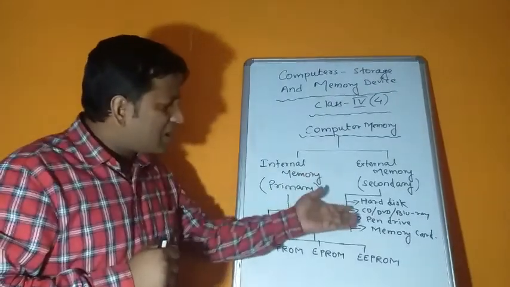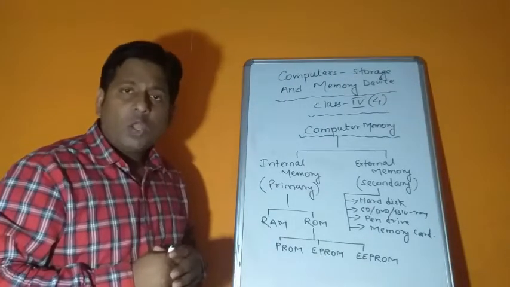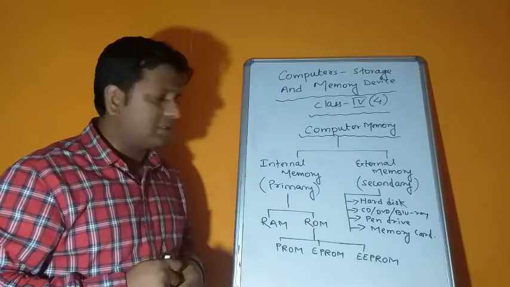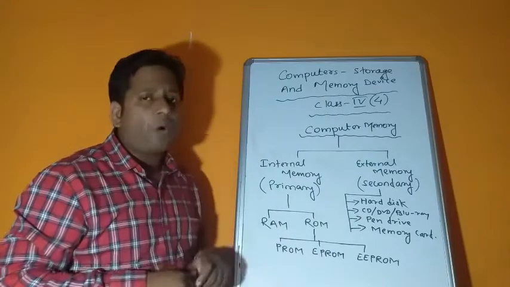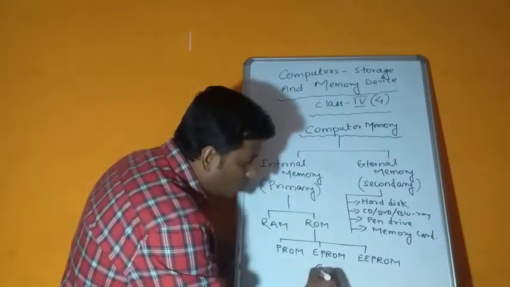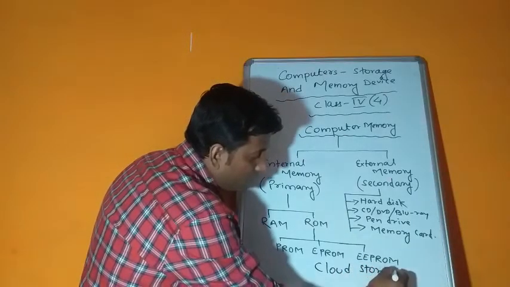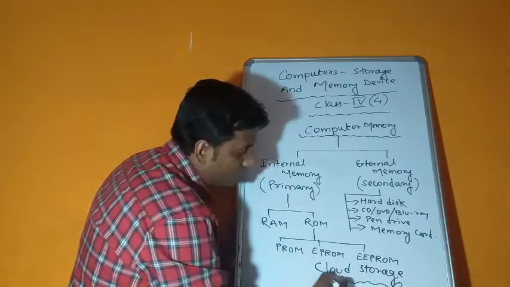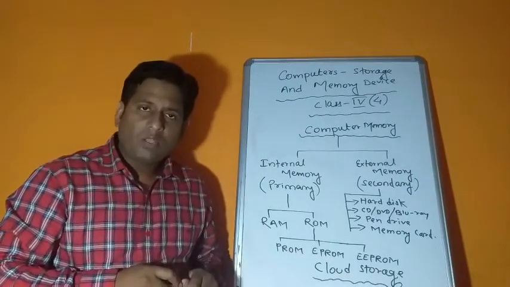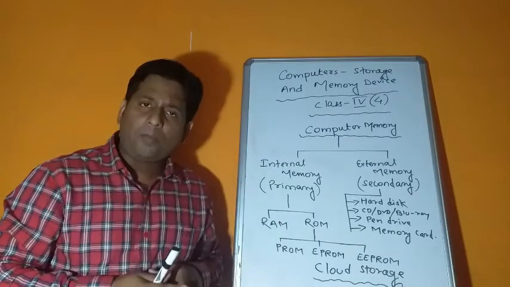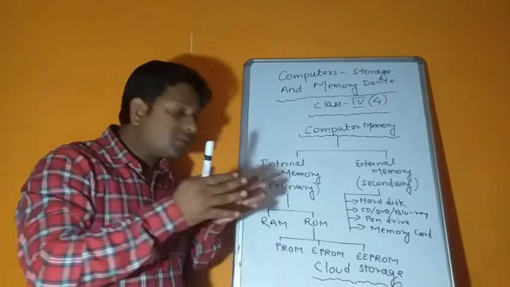So children, except these hard disks, CD, DVD or Blu-ray, pen drive and memory card, we have one more latest storage device or secondary device. I have not listed it here, but that is also very important. That is known as cloud storage. So nowadays internet is very popular and it has given us an opportunity to store the data online.